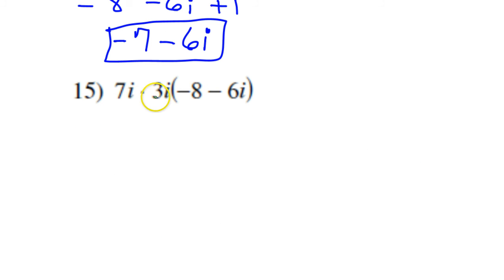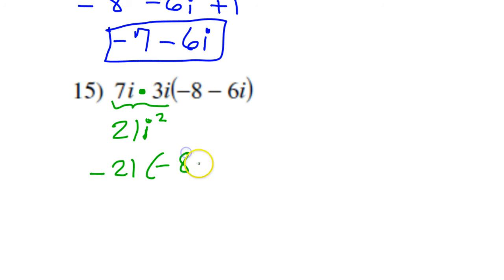Be careful. This is not a binomial. I am not going to FOIL this because this is multiplication happening right now. So I will definitely go ahead and just multiply these two together. So that's going to give me 21i squared. But i squared is negative 1. So that's going to turn this into negative 21. And then I've got the rest of it.